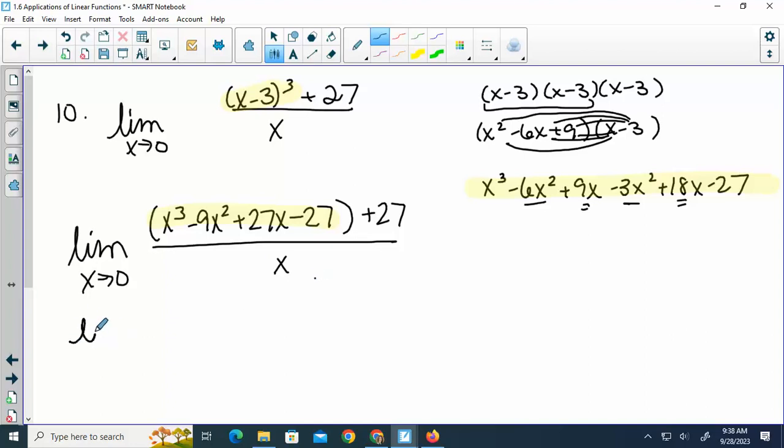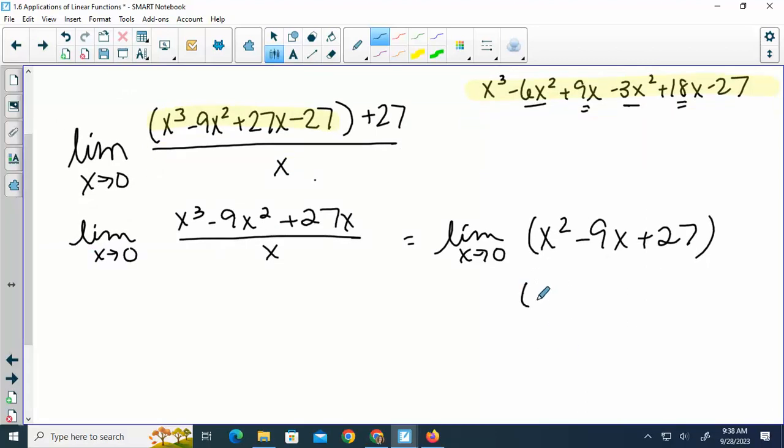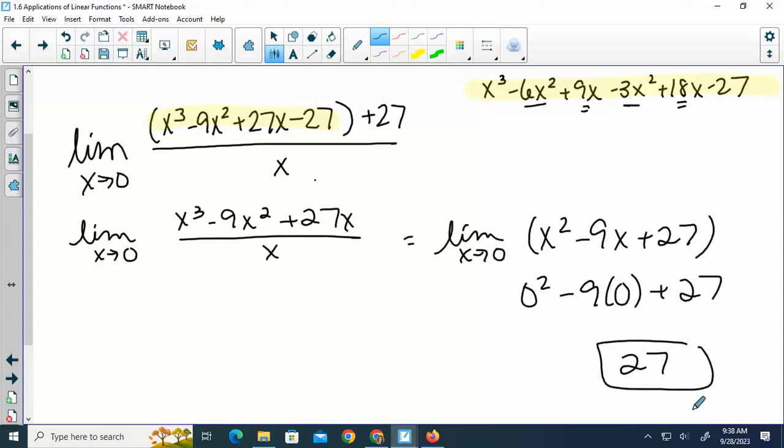What happens? Then I have x cubed minus 9x squared plus 27x over x. Everything has an x, so if you take an x out of each term, we have x squared minus 9x plus 27. Now there's no longer an x on the bottom, so we can plug in. So we get 0 minus 0 plus 27. So sometimes we just have to multiply it all out to simplify.